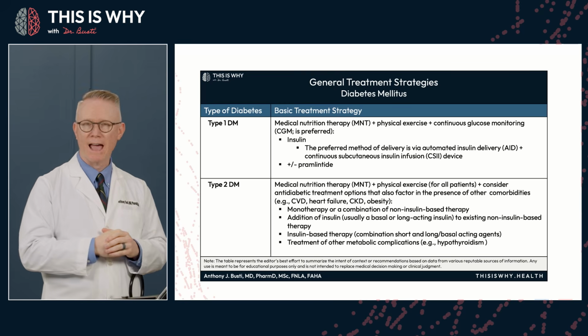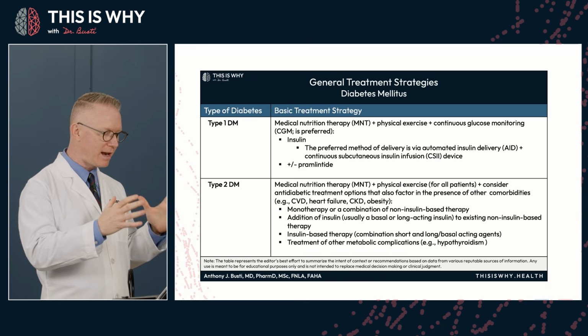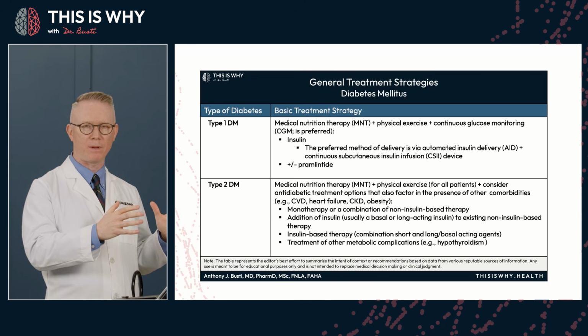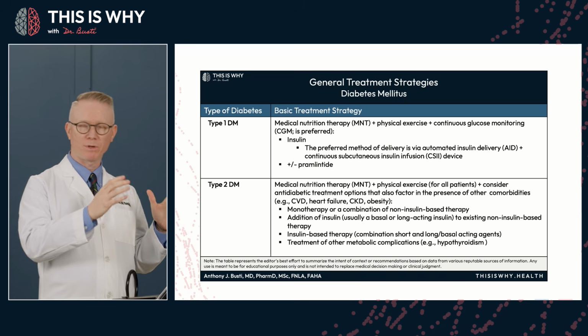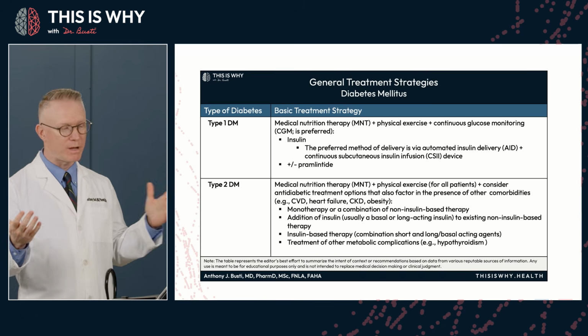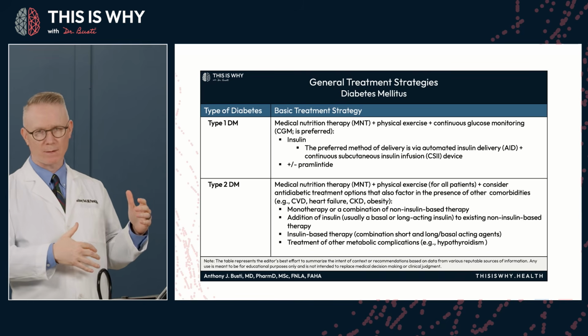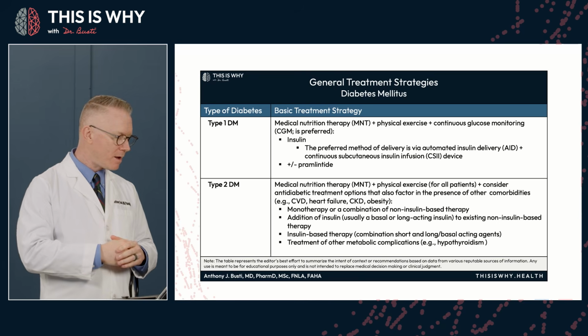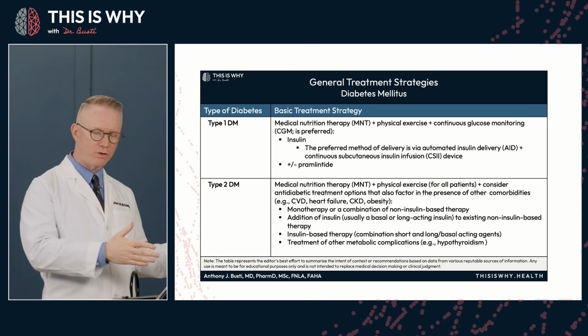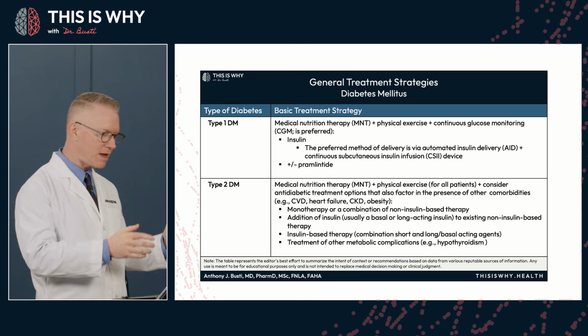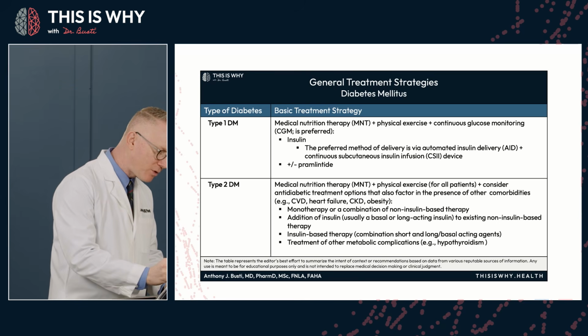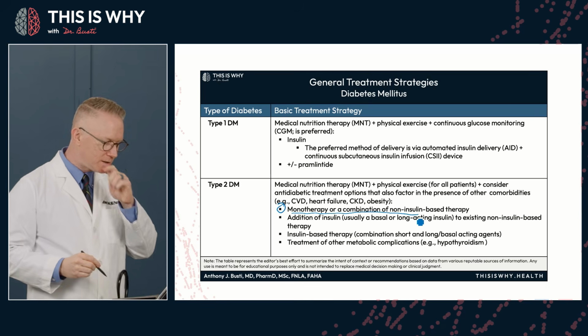So that you can access these tables. But at a high level, the general treatment strategy of diabetes for type 1 is predominantly insulin, obviously, plus or minus pramlintide. Pramlintide can be used for type 2 as well. But type 2, you have your medical nutrition therapy, your exercise, and then that first bullet, which is monotherapy or combination therapy with a non-insulin based therapy.